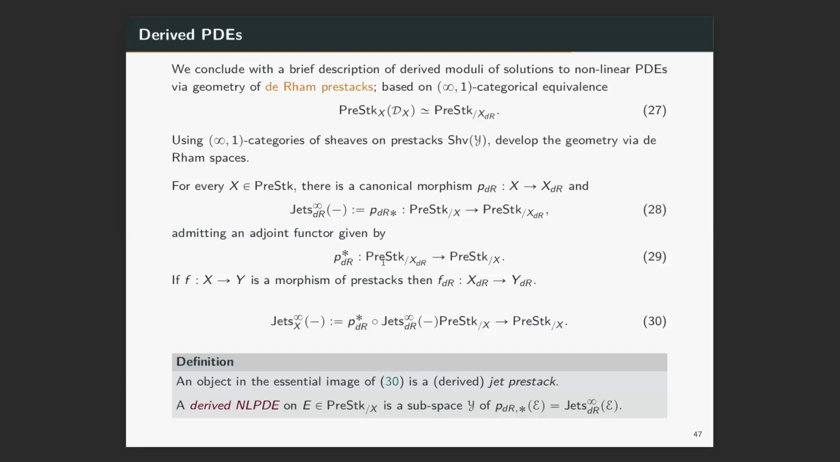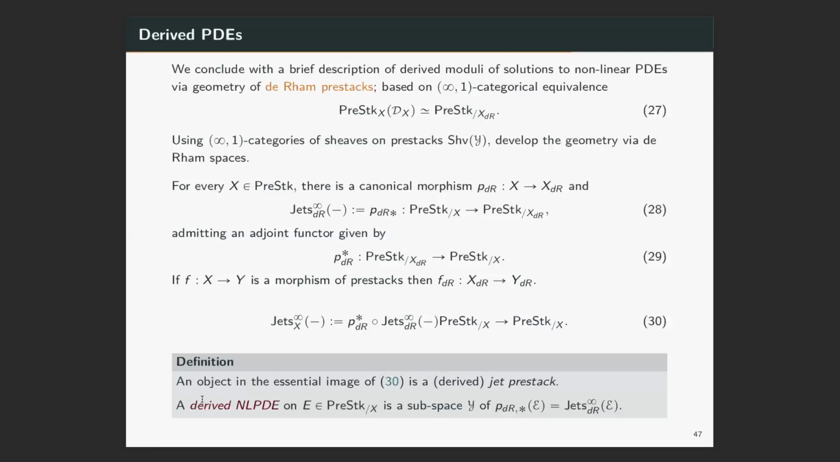And in any case, we have this adjoint pairing, P Derived push forward, P Derived pull back. And so these define a monad or a comonad here from pre-stacks to pre-stacks, and we'll call this the infinite or the derived jet space. So it's a lower star, upper star. And an object in the essential image, so this is all infinity categorical and derived, is a derived jet pre-stack.